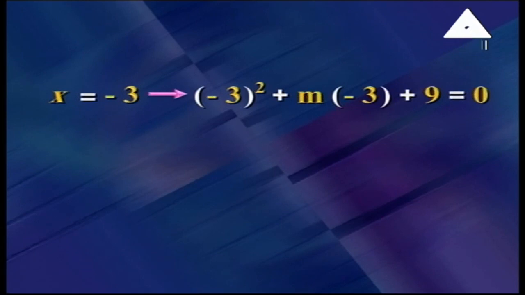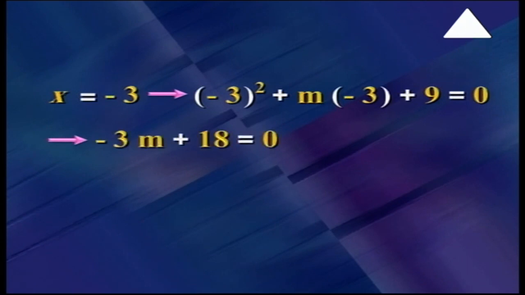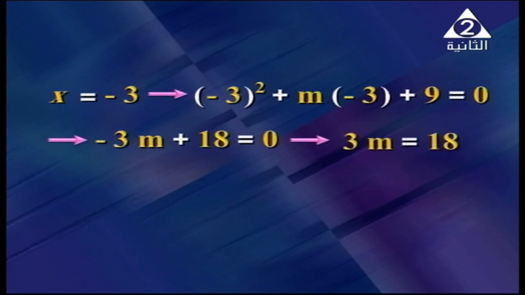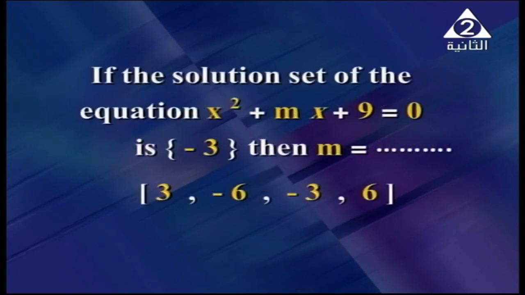In this case, we are going to find that negative 3m plus 18 equals 0. Then 3m equals 18. Can you now find the value of m? By dividing both sides by 3, you are going to find that the value of m equals 6. So we are going to choose the last choice.